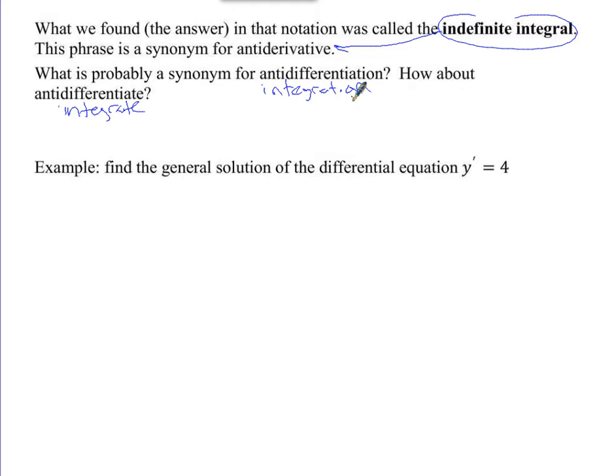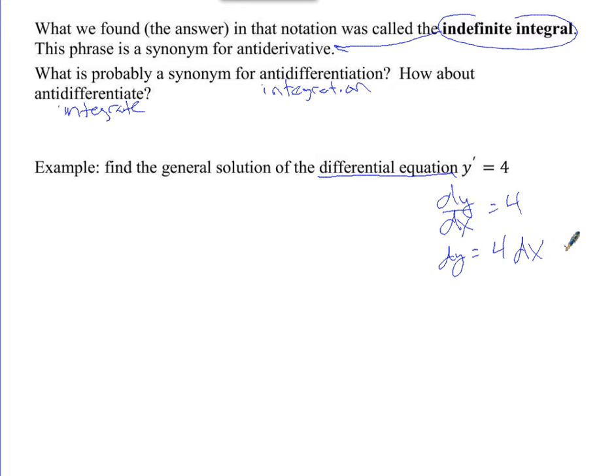So for example, find the general solution of the differential equation y prime equals 4. Well, the general solution means that we're going to integrate. So y prime can be written as dy over dx equals 4. The vocabulary here says differential equation. This is not written as a differential equation. How can I write this as a differential equation? Move the dx over. So it becomes dy equals 4 dx.